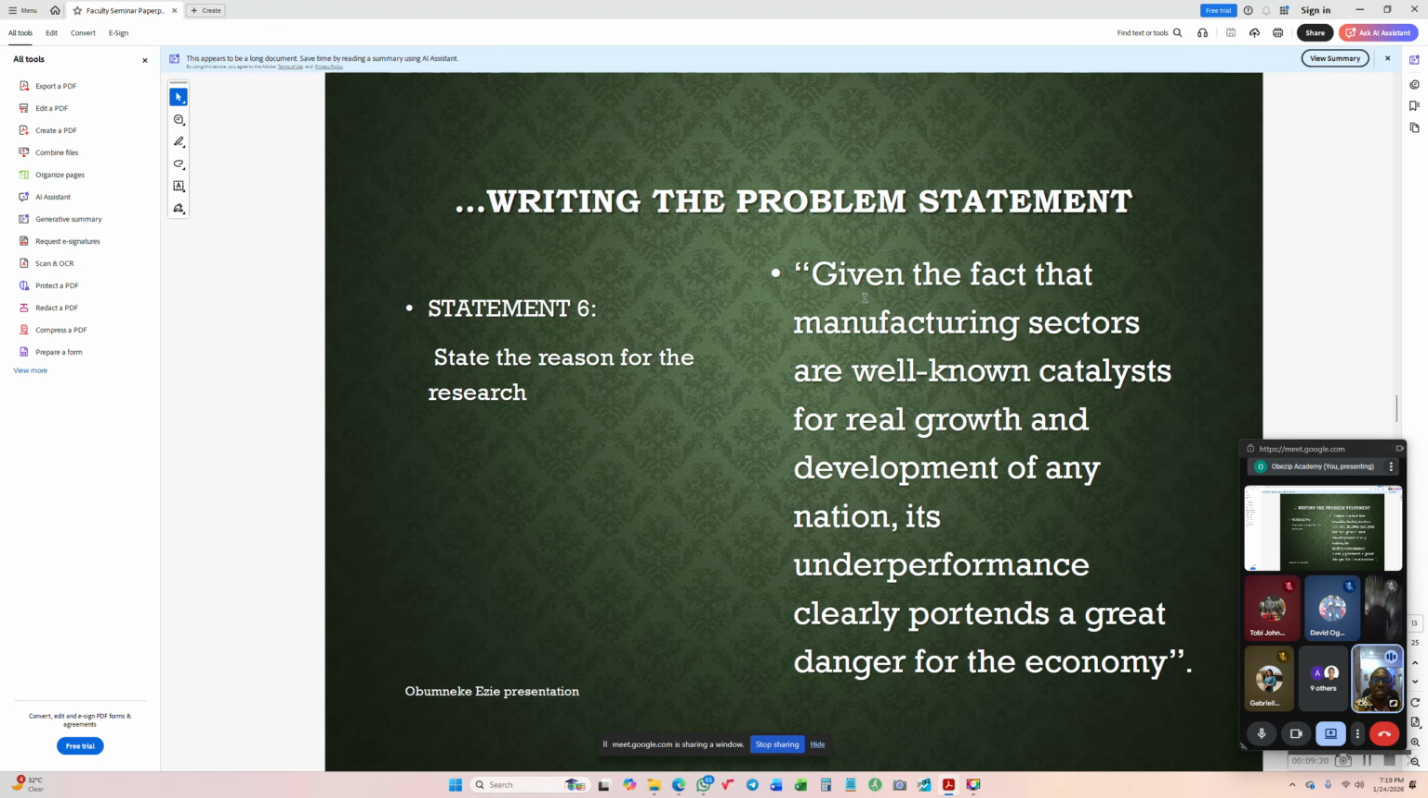Then statement six, we state the reasons for your research. So here, you will bring out your motivation that makes you want to go into this particular research. Given the fact that manufacturing sectors are well-known catalysts for real sector growth and development of any nation, their underperformance clearly portends a great danger for the economy in general, right? So this is the motivation for your research.